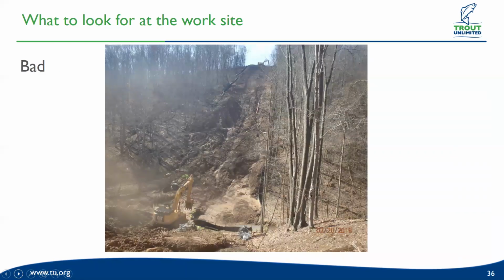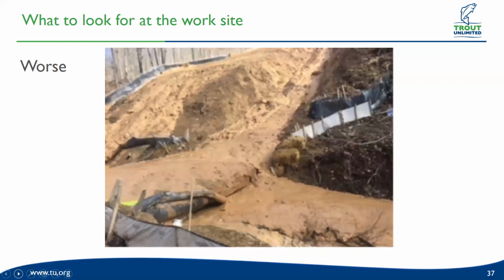Here's an example of bad pipeline construction where they have no erosion controls going down the right of way, and that's just caused a lot of erosion. And then a really bad construction site is when, you know, the treatments just get completely overwhelmed and all of that muddy water enters the stream.